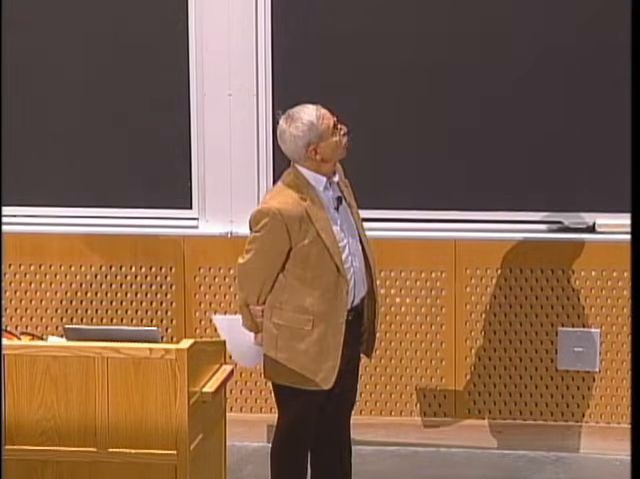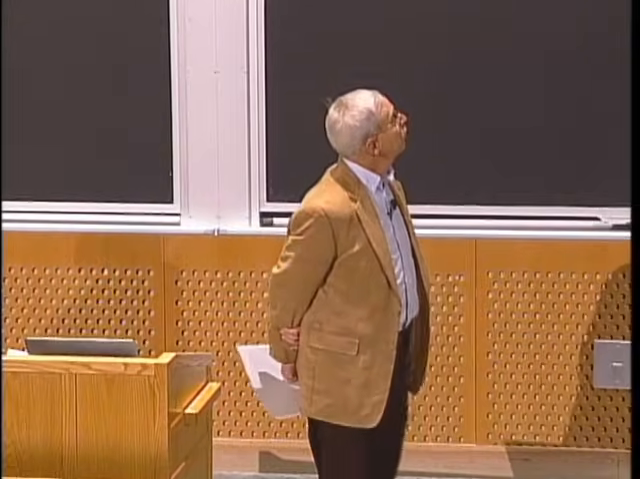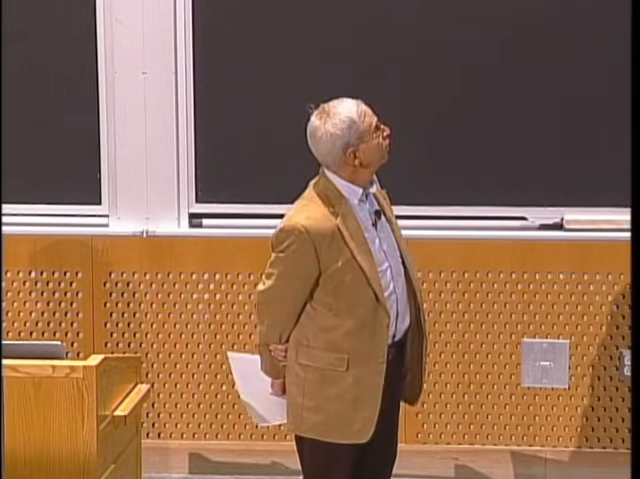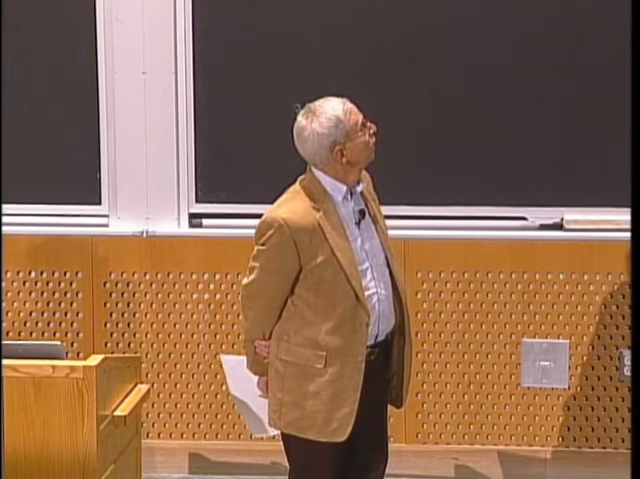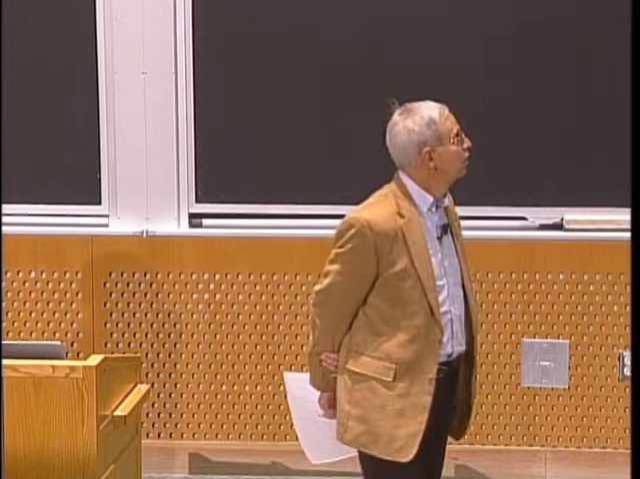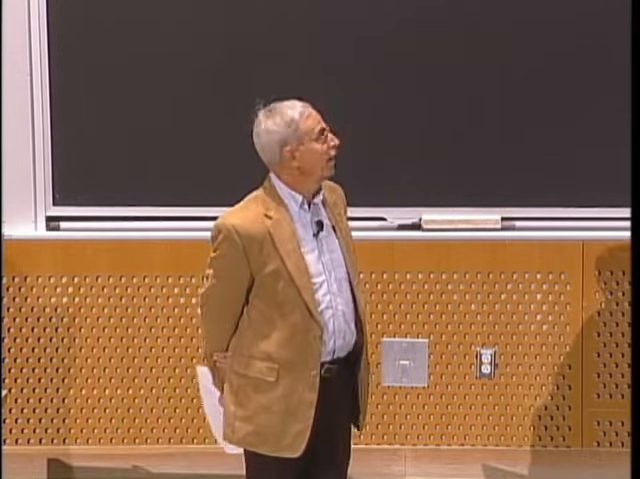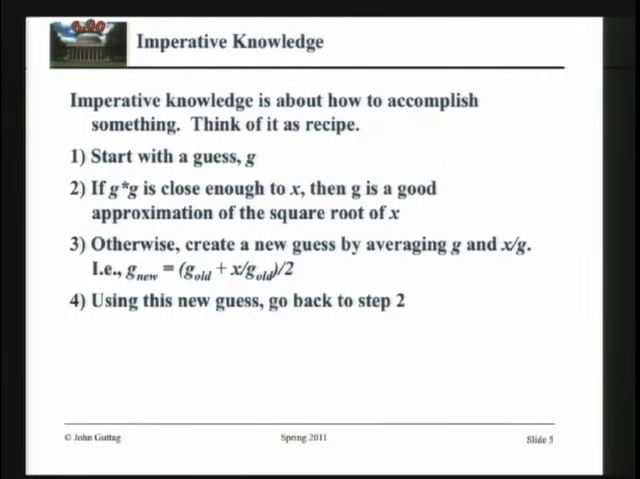So you start with a guess, G. Any old guess will do. Then you say, is G times G close enough to X? If so, you stop. Say, OK, I've got a good enough approximation of the answer. If it's not, you create a new guess by averaging G and X divided by G. So G new is going to be (G old plus X divided by G old) over 2. And then using this new guess, you go back to step 2.